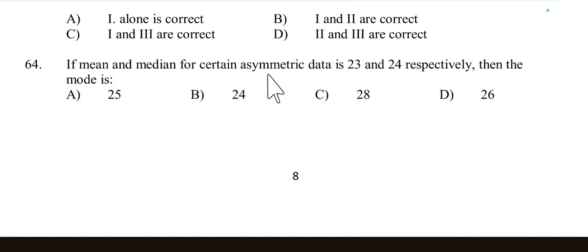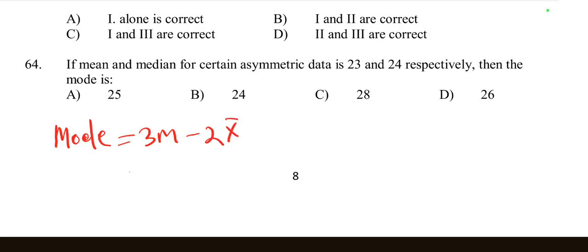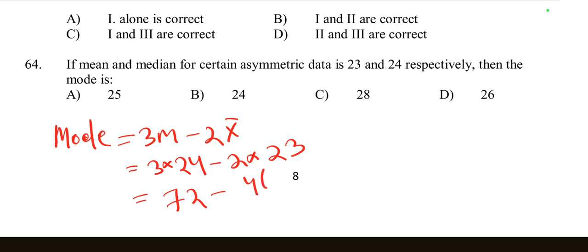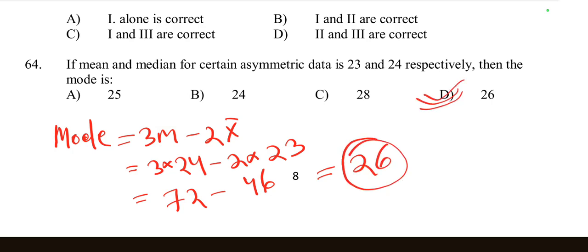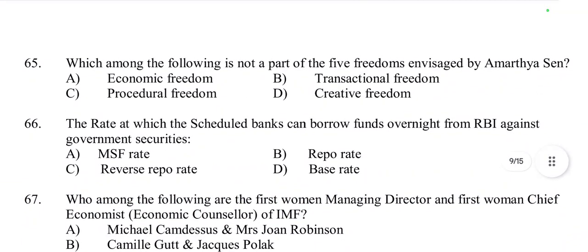If the mean and median for a certain asymmetric data are 23 and 24 respectively, then find the mode. So here mode is equal to 3 median minus 2 mean. So 3 into the median value 24, minus 2 into the mean value 23. So 3 into 24 is equal to 72, minus 23 into 2 is equal to 46. So 72 minus 46 is equal to 26. So the right option is 26, option number D. Then question number 65.